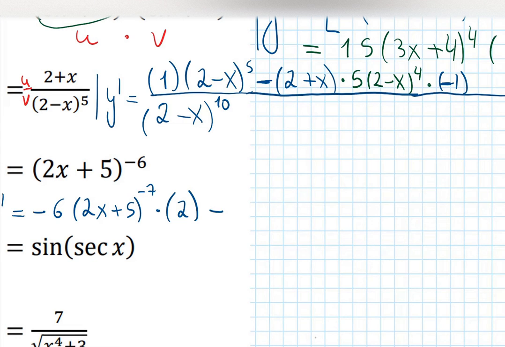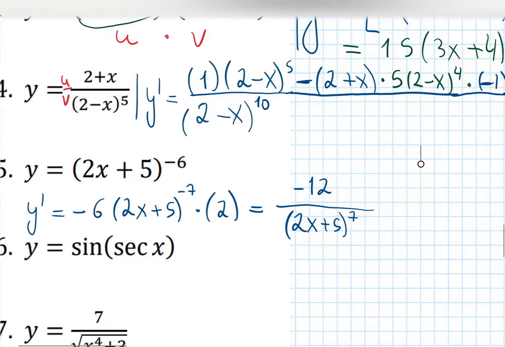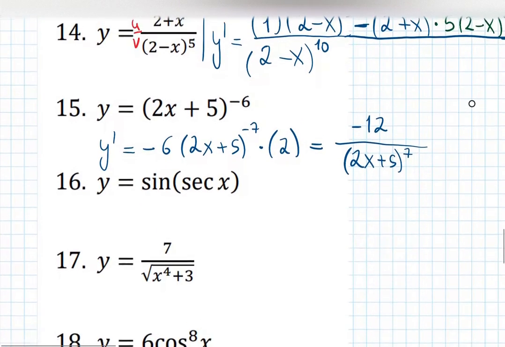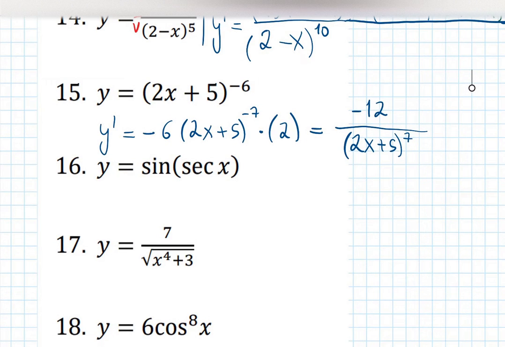If you want to rewrite this as a fraction, it's going to be negative 6 times 2 is negative 12 over 2x plus 5 raised to the 7. Since we had a negative exponent, we were able to put 2x plus 5 to the negative 7 into the denominator with a positive exponent.